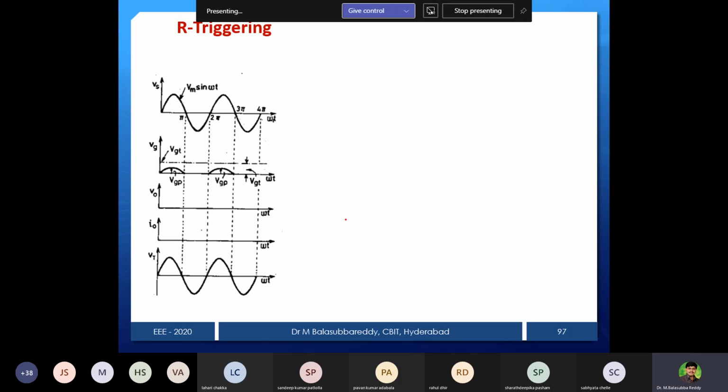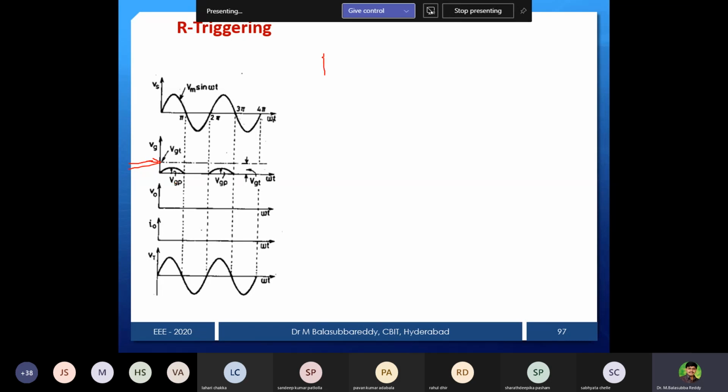So now what is the problem we can notice here? If I keep the voltage less than VGT, the device will never trigger. If the gate and cathode voltage is less than VGT, the device will not trigger because the minimum voltage required is VGT. So automatically the output voltage is 0 because the SCR is not fired.